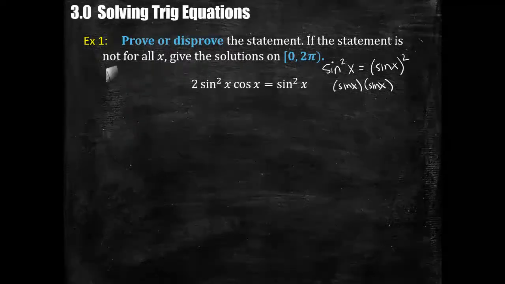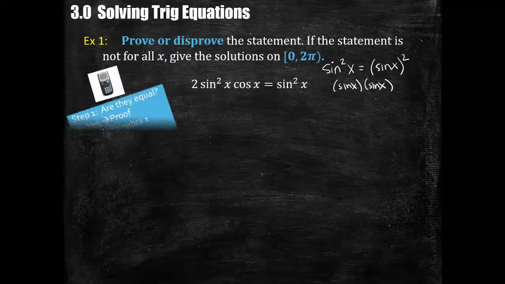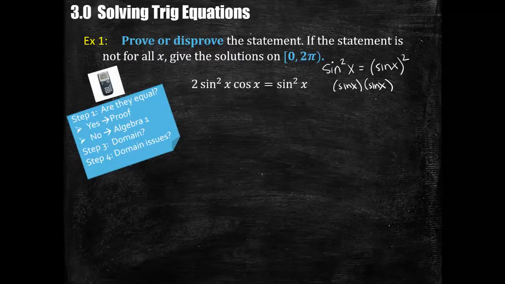As we get started with this, the first thing that we want to do is turn to our calculator, and figure out, are they equal? Do they ever intersect? If they do, we're going to do a proof and find where they intersect, and then we'll take a look at the domain and make sure our answers make sense. What happens when you plug it back in? Does anything become undefined? And if they never intersect, we're just going to use our basic algebra to algebraically show that they are not equal to each other.